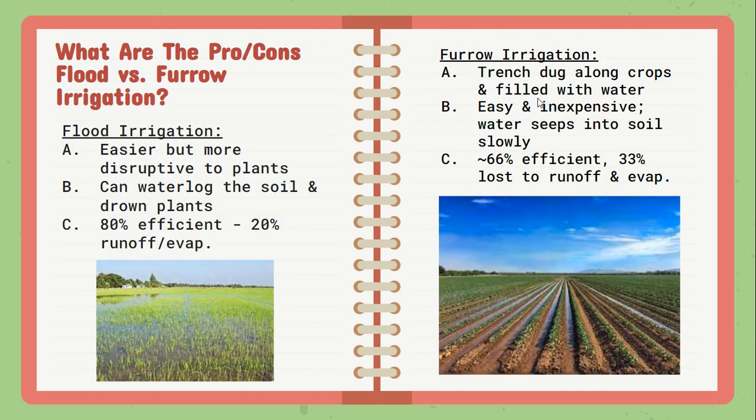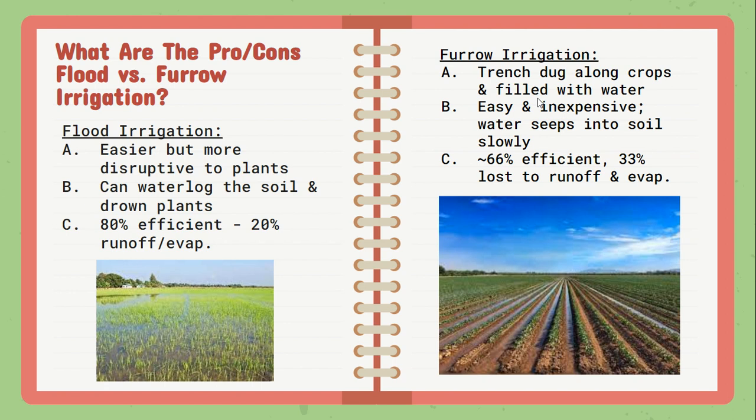So why use any of these methods? So looking at flood versus furrow, flood irrigation is obviously a lot easier to implement, right? You're just flooding the field with water. However, it can waterlog the soil or drown the plants, so you want to make sure that you're only doing this for plants that could withstand a long time frame being underwater. It's about 80% efficient or so to about 20% runoff and evaporation.